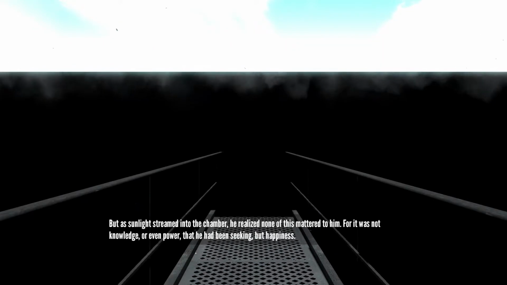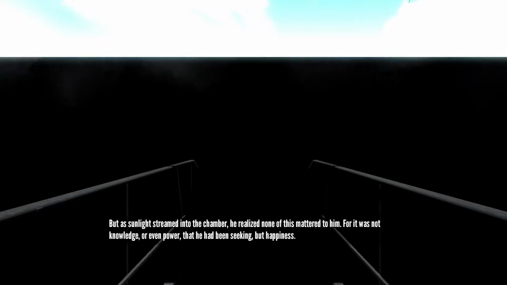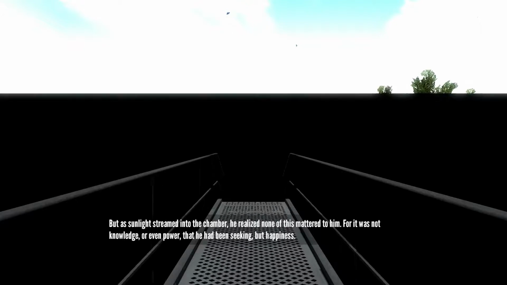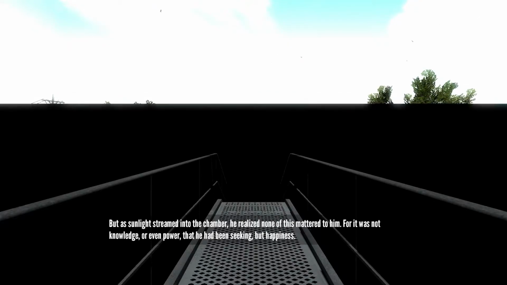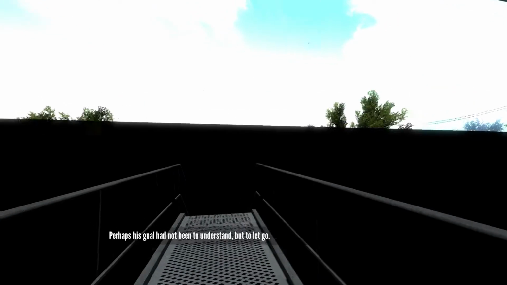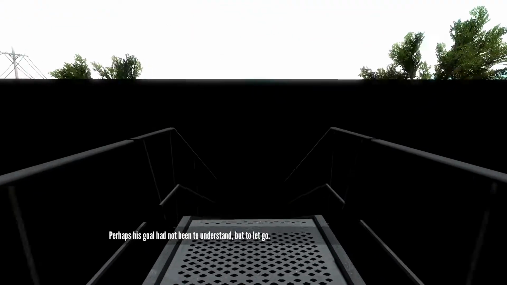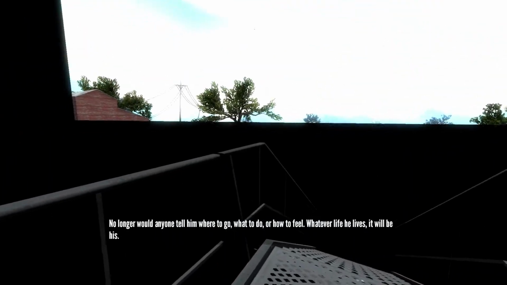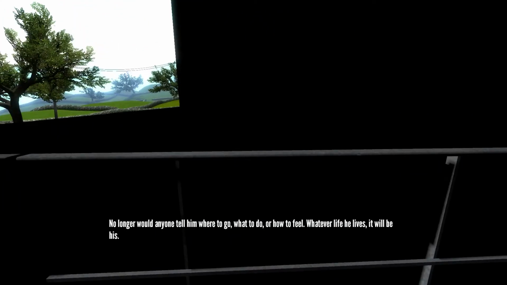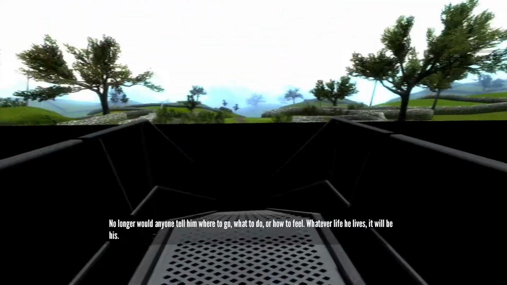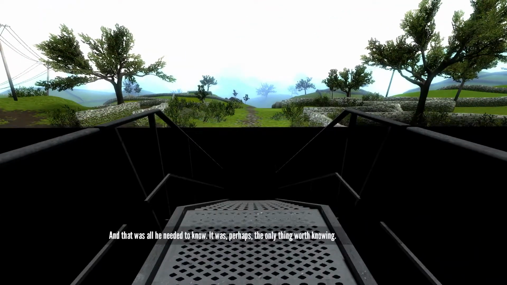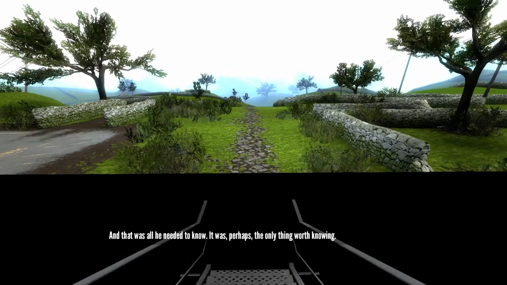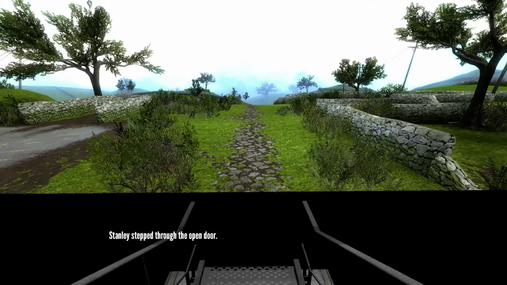But as sunlight streamed into the chamber, he realized none of this mattered to him. For it was not knowledge or even power that he had been seeking, but happiness. Perhaps his goal had not been to understand, but to let go. No longer would anyone tell him where to go, what to do, or how to feel. Whatever life he lives, it will be his. And that was all he needed to know. It was perhaps the only thing worth knowing. Stanley stepped through the open door.